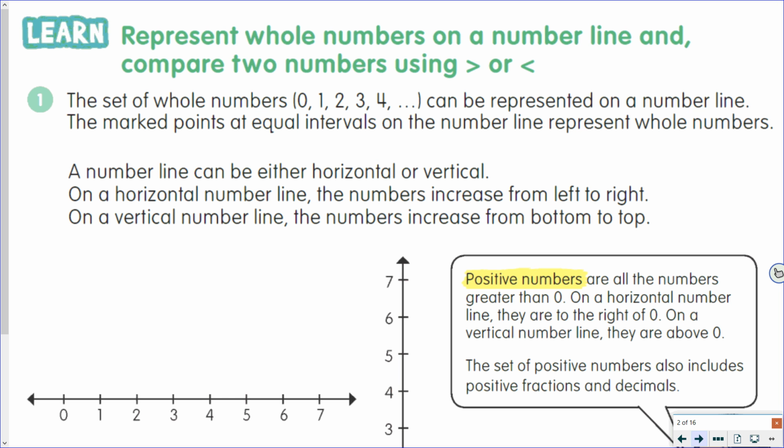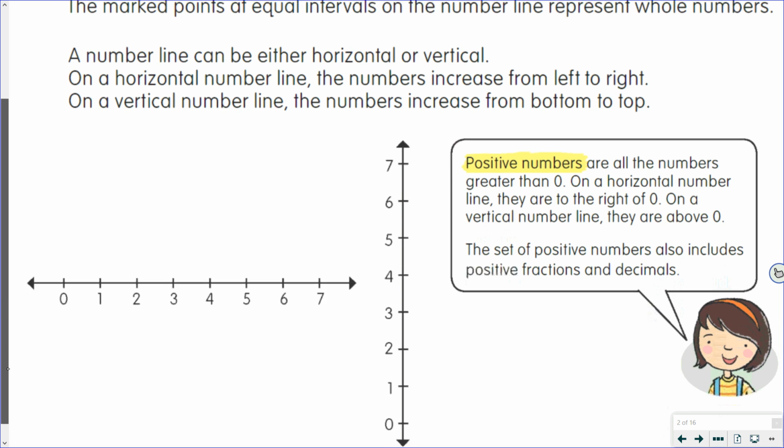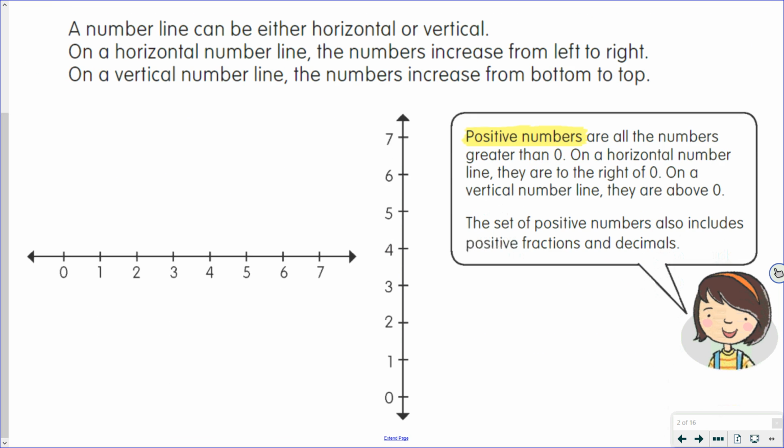So when we look at a number line, we are essentially doing what the name says. We're putting numbers on a line. And we can put a number line either horizontally or vertically. And it's important to know the difference between the two. So if the line goes from left to right, that is our horizontal number line.